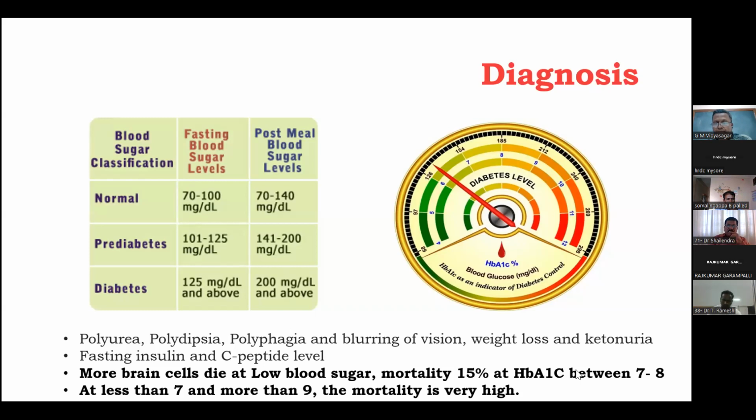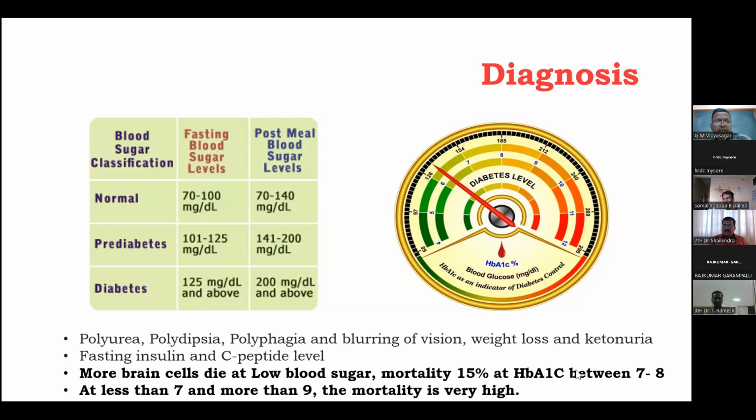The mortality rate is 15% at HbA1c between 7 to 8. 7 to 8 HbA1c is considered diabetic as per the current situation. But in this condition, the mortality rate is less, whereas at less than 7 and more than 9 HbA1c, the mortality rate is high. That means the HbA1c should be between 7 to 8.